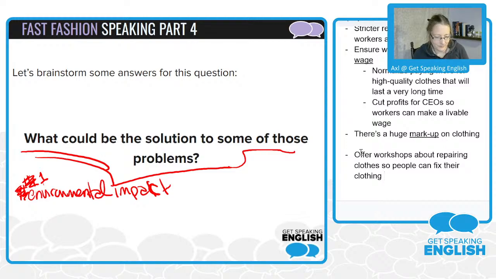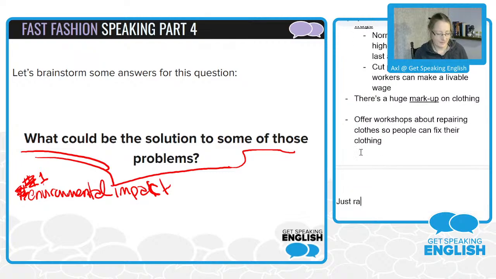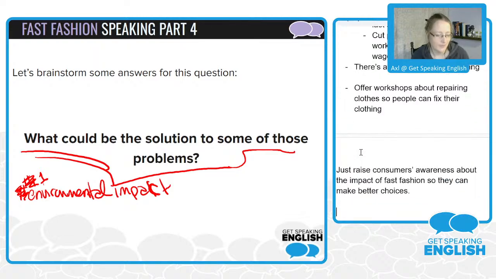People's awareness as well. Yeah, we could raise their awareness. Just raise consumers' awareness, maybe, about the impact of fast fashion so they can make better choices. Yeah.